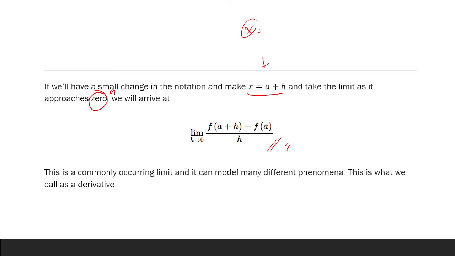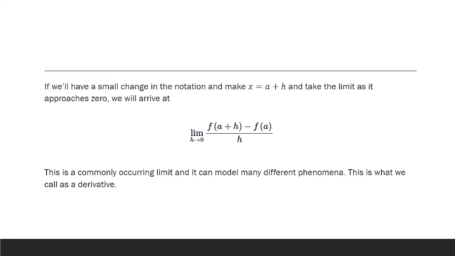Now, this is a very special kind of limit because this is occurring in many different situations. So kumbaga, this kind of limit can model many real-world phenomena. No? And papangalanan natin siya. So ang tawag natin dito is derivative. So this is what we call a derivative.